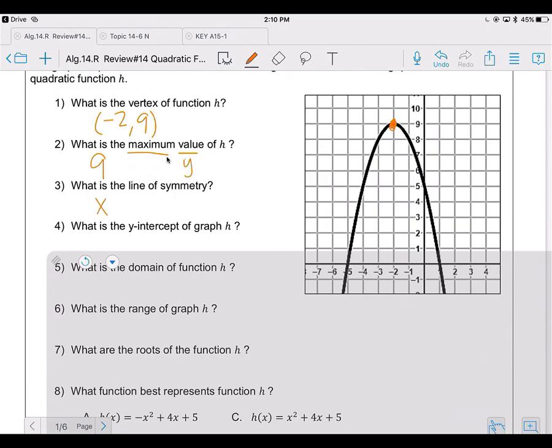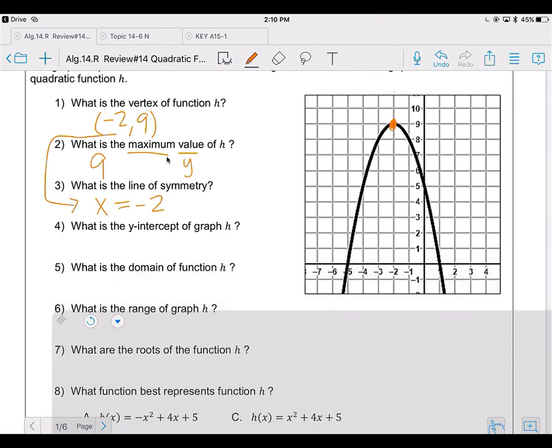My line of symmetry, or my axis of symmetry, is always x equals the x from the vertex, so x equals -2, because that is where you could draw a line or fold your paper and the left side would match the right side. The y-intercept is where it crosses the y-axis. It's the point (0, a number). This crosses the y-axis at 5, so it is the point (0, 5).